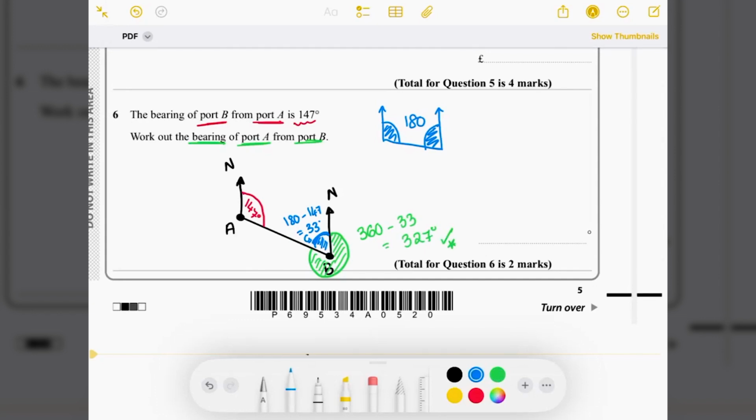A few things about bearings, let's just make a note here. Bearings start from north, they're always clockwise, and they're a 3-digit number. So if you've got an angle of 327, that's fine, you leave it at 327. If you have an angle of 25 as a bearing, you don't write it as 25, you write it as 025. That's your bearing. Okay, so this is just a side note.